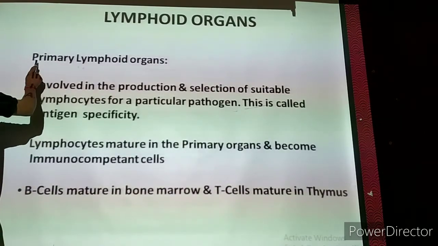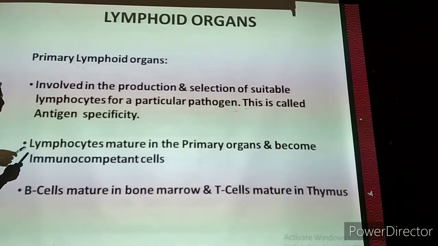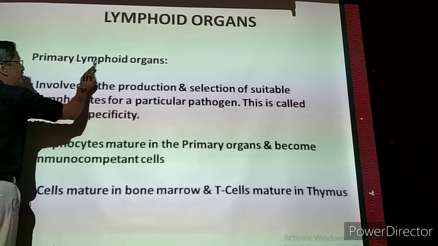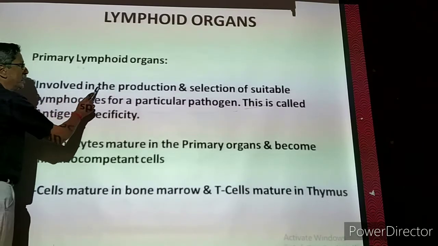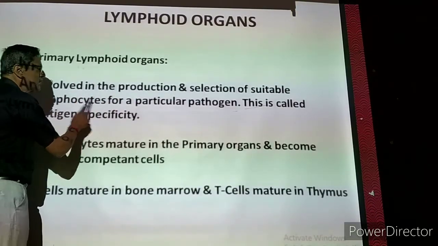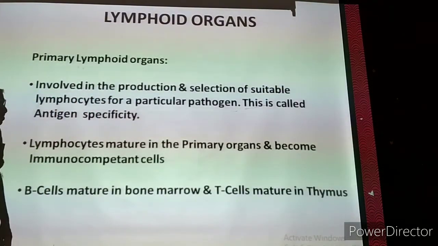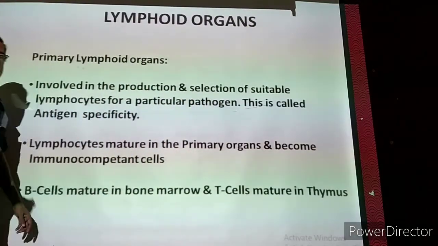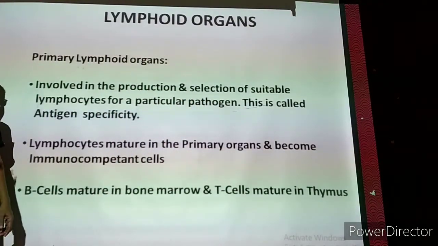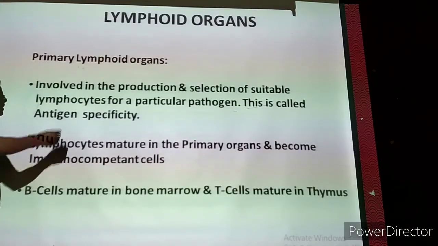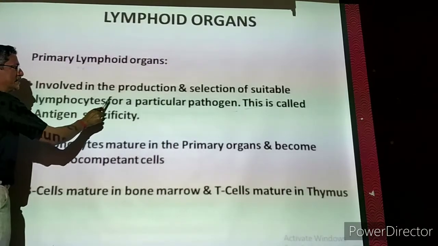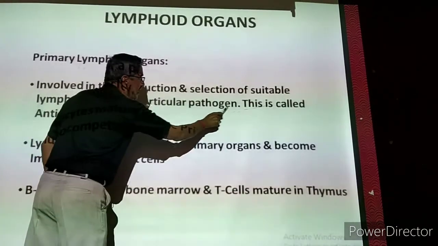First, what will the primary lymphoid organs do? When one particular microorganism is entering inside, immediately the primary lymphoid organs will be involved in the production of lymphocytes. Suitable lymphocytes will be produced, and there is a selection of suitable lymphocytes. Among the lymphocytes, which is more suitable for that microorganism. That is the production and selection of suitable lymphocytes for a particular pathogen.